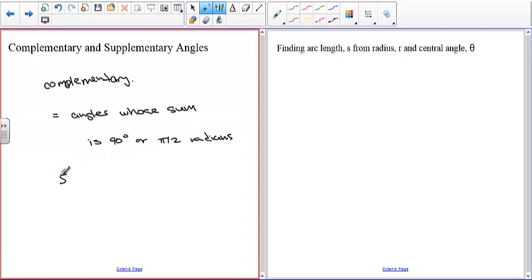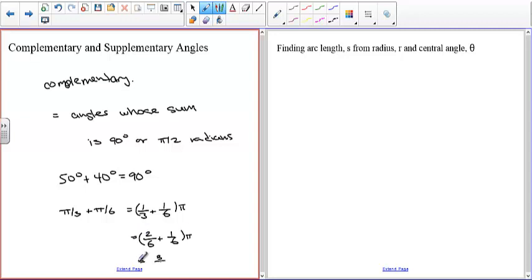So, if we had 50 degrees and 40 degrees, those add up to 90 degrees. So those two angles are complementary. Likewise, if we had pi over 3 plus pi over 6, so you have 1/3 plus 1/6, both times pi. If you convert those to sixths, you have 2/6 plus 1/6 times pi. That's 3/6, which is 1/2 pi, which is pi over 2. So pi over 3 and pi over 6 are complementary.